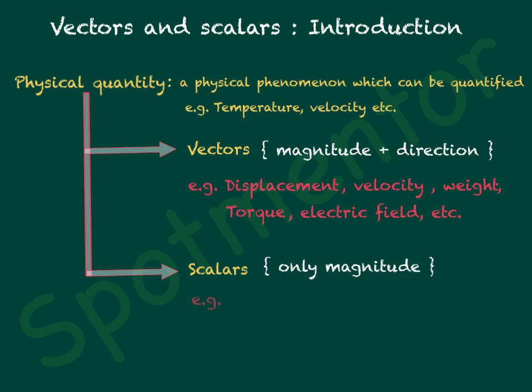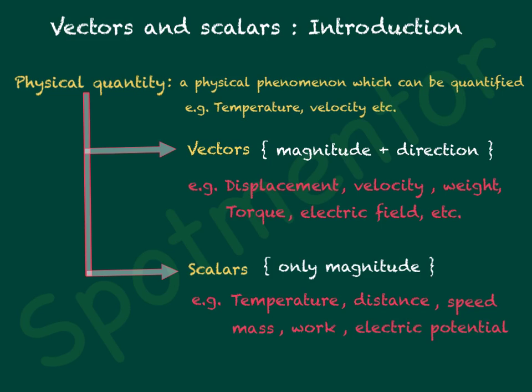Now let's take some examples of scalars. You can say temperature is one, distance is another, speed is also a scalar quantity, even mass, work, electric potential, all are scalar quantities. Because we don't require the direction of these quantities to explain their properties.